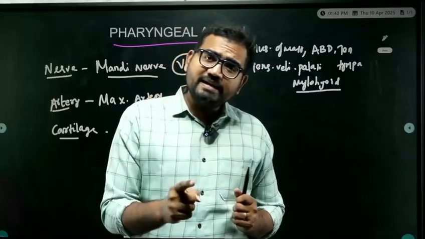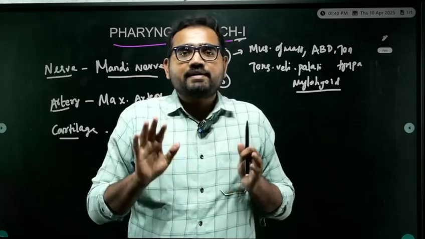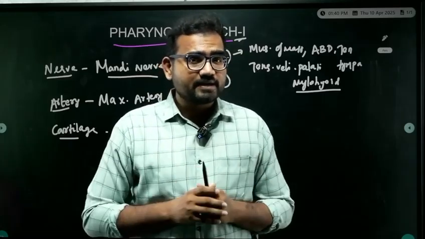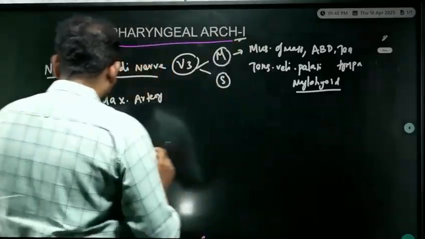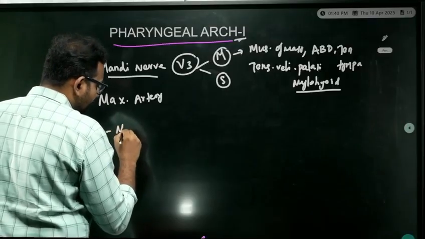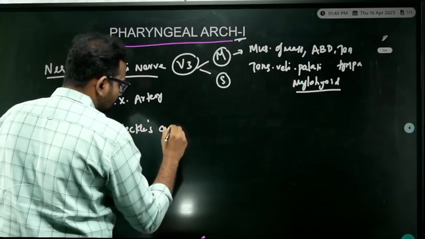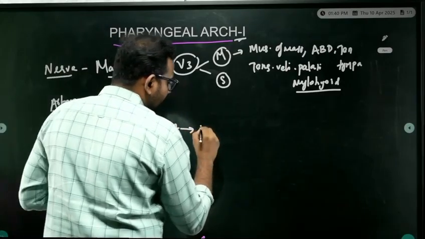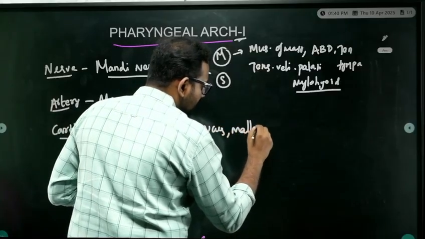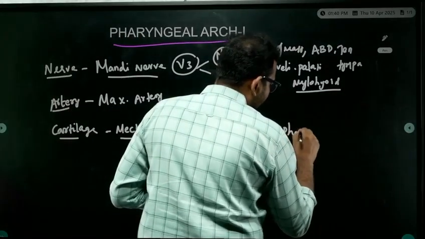Cartilage can give rise to a bone, can give rise to a ligament, or it can remain as cartilage as such. It can transform into anything. The cartilage of the first arch is Meckel's cartilage. This gives rise to the incus, malleus, and also a ligament called the sphenomandibular ligament.